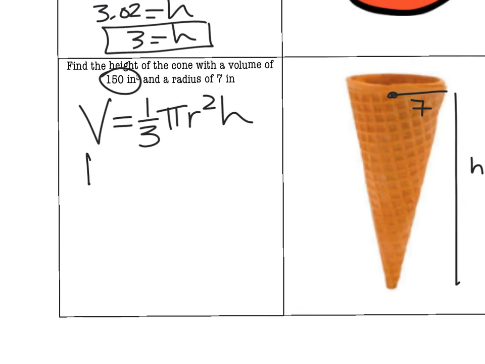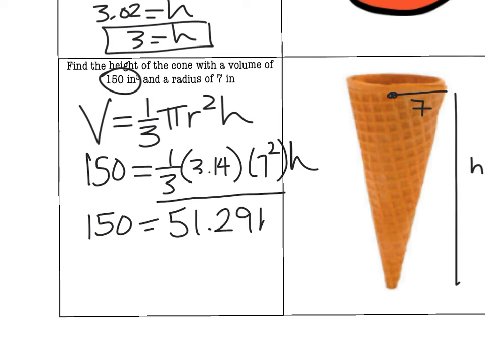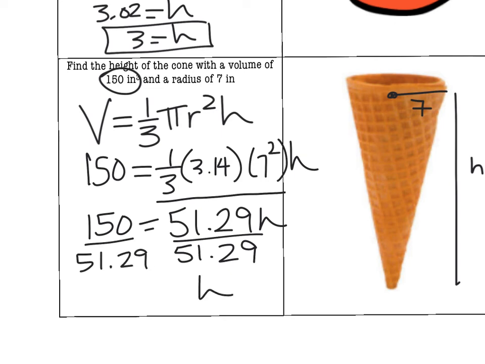Okay, so this is 150 equals 1/3 times 3.14 times 7 squared and the h. So all three of these numbers are going to get multiplied together just the way you see it. And I'm going to get 51.29h. And I got a decimal, but I just rounded it a little bit. And then I divide both sides by 51.29. And I got 2.92. So we could round this to 3, or you could make this 2.9, whatever you wanted.